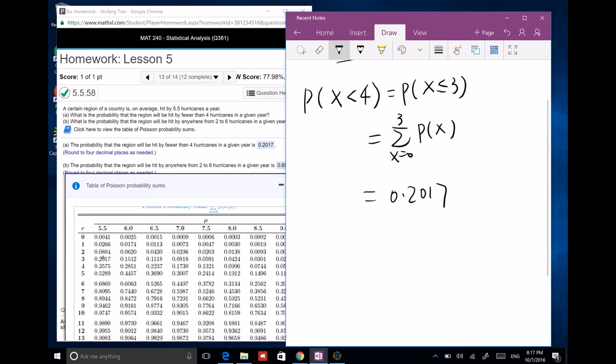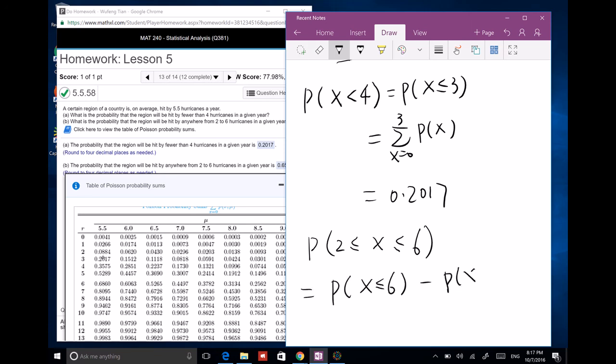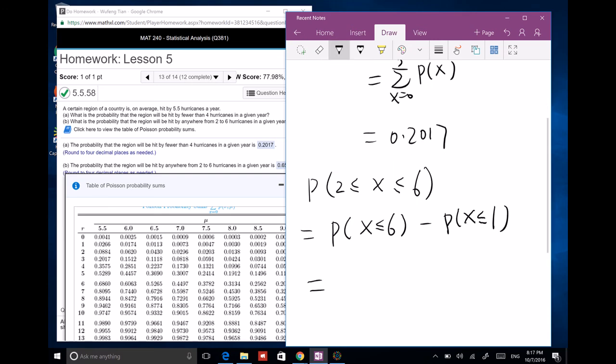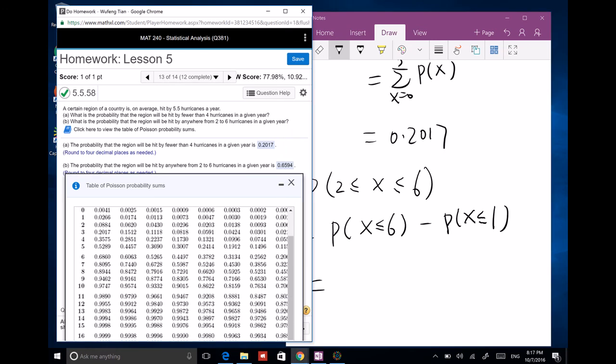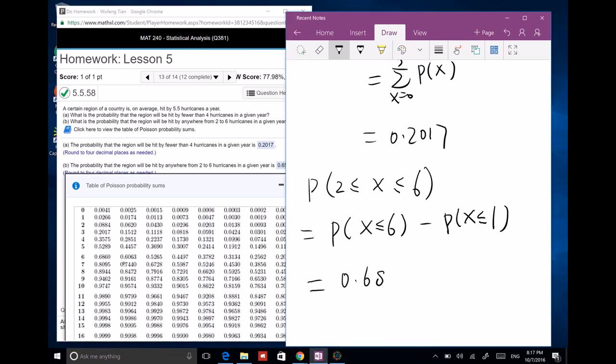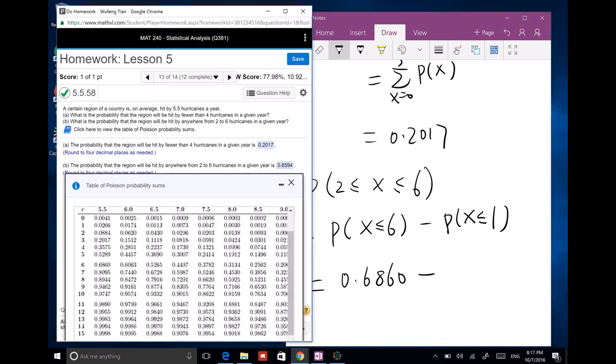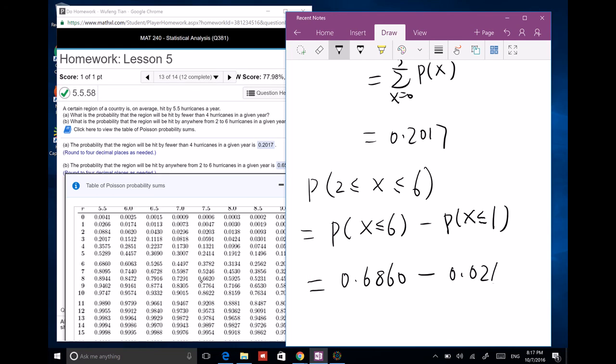Next one, the probability that X will hit from 2 to 6. So X bigger than or equal to 2, less than or equal to 6. What we do is just use P(X ≤ 6) minus P(X ≤ 1). So basically 0, 1, 2, 3, 4, 5, 6 minus 0, 1, and you have 2, 3, 4, 5, 6. So let's go to 6, which is 0.6860, and I go to 1, which is 0.0266.